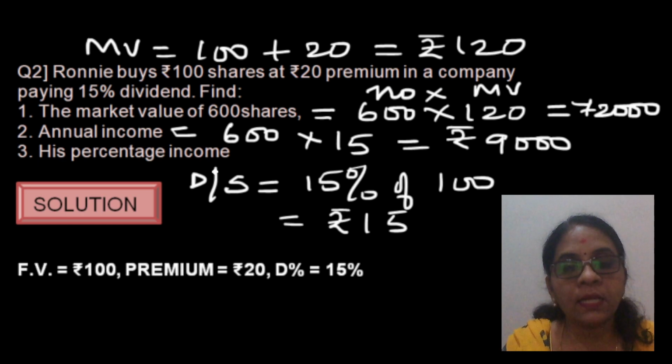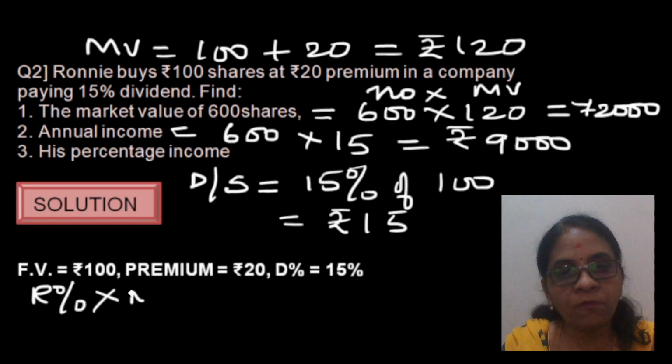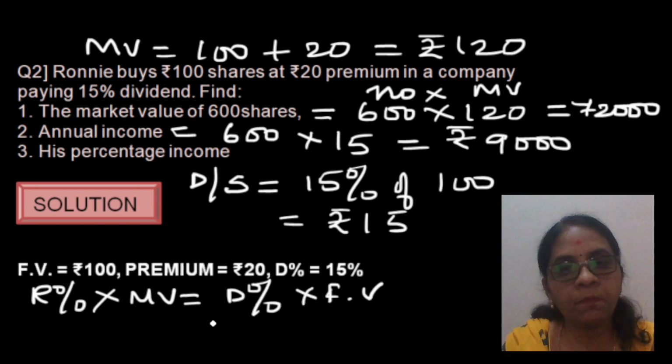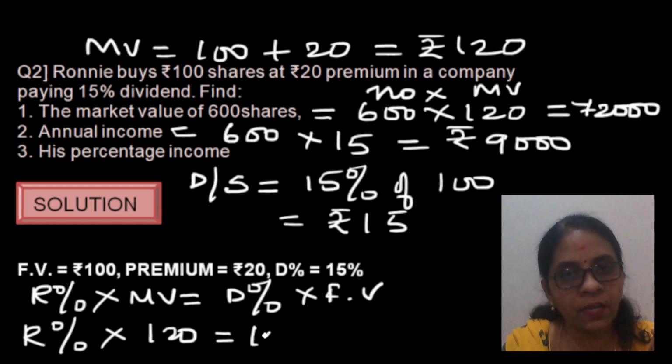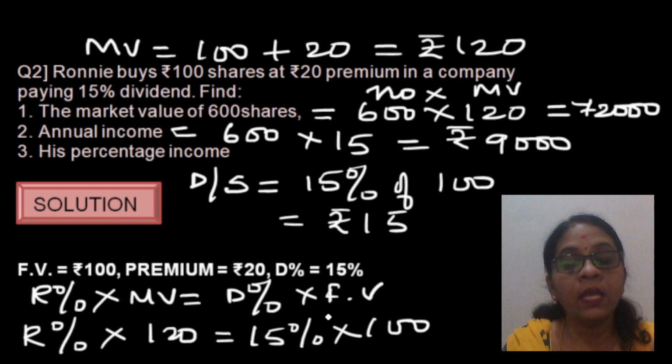Now, the last part, his percentage income. Remember I told you all there is a very easy simple formula to find the percentage income, that is R percent into MV is equal to D percent into FV. So, this R percent is unknown into MV, MV is 120, D percentage is 15% and FV is 100.